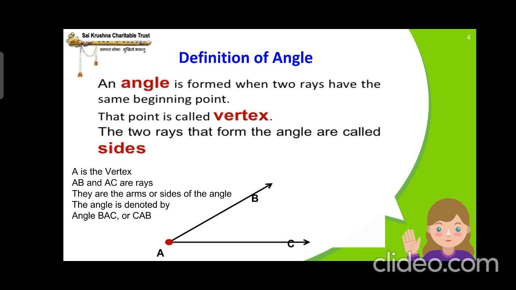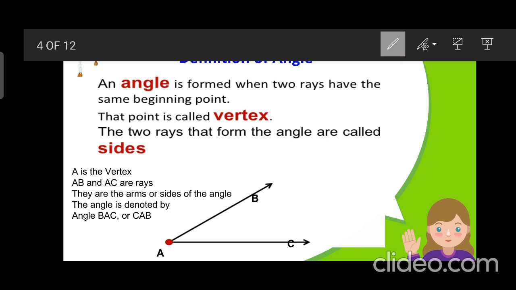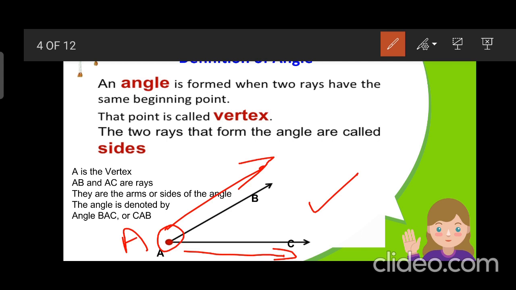Next, let us look at the definition of an angle. An angle is formed when 2 rays have the same beginning point and that point is called the vertex. The 2 rays that form the angle are called the sides. Now let's look at this diagram. AB is 1 ray, AC is another ray and both are meeting at a single point called A. That A represents the vertex.